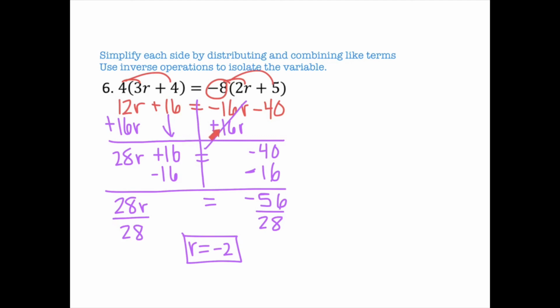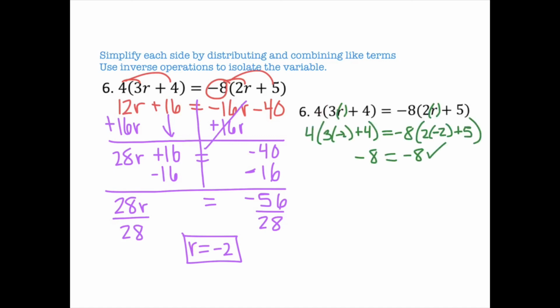After we do that first step of moving the R over to the left, again, we have this 28R plus 16 equals -40. You have a basic two-step equation that we're used to solving over and over again. So I got R equals -2, which I'm now going to check.